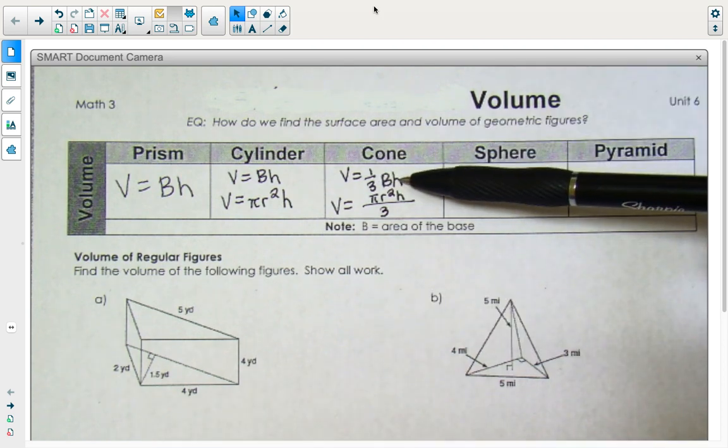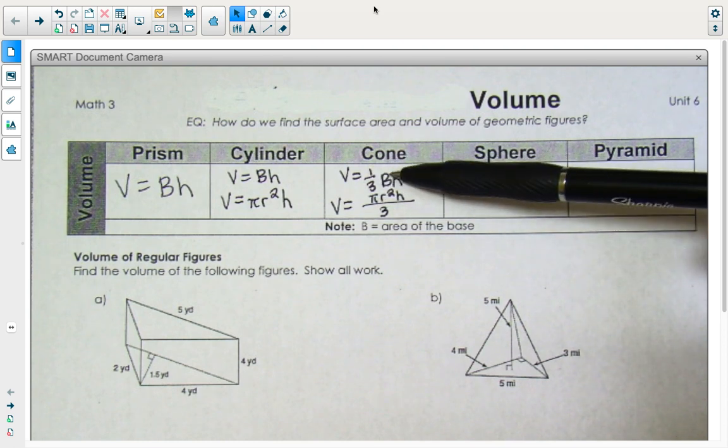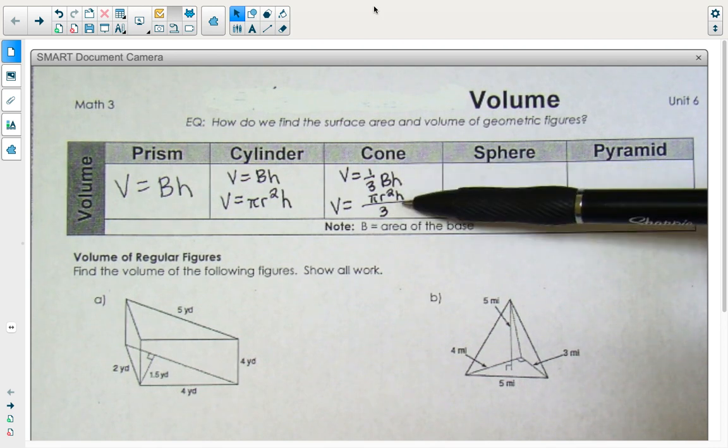1/3 base times height. The base of a cone is a circle. That's where I got pi r squared from. So this multiplying by a third is the same as dividing by 3. So these two formulas are synonymous with each other.